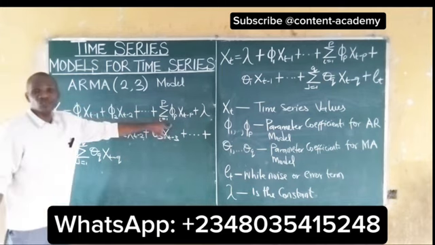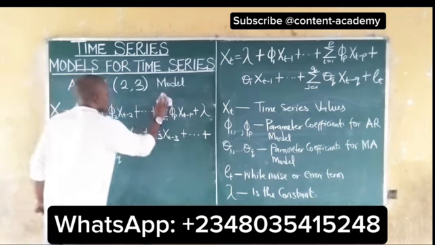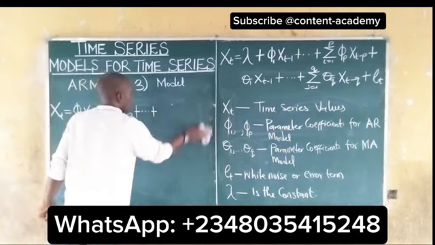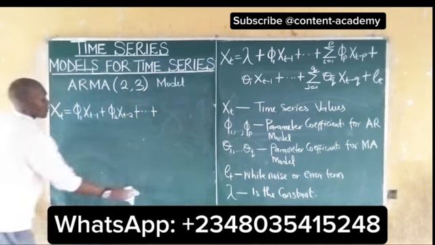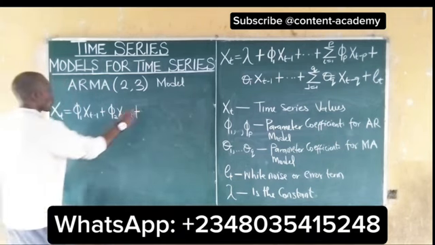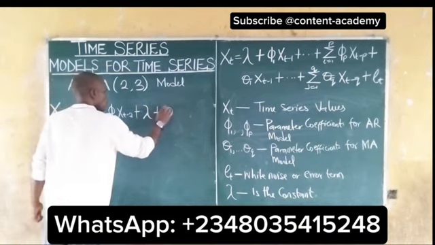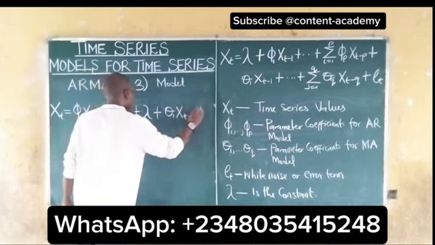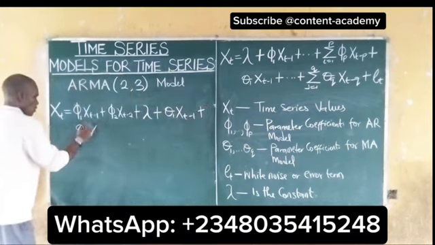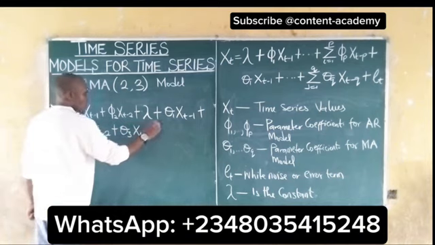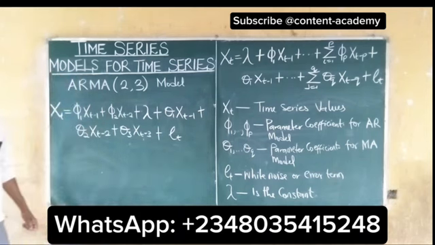But now, since this continues, see what we do. Since it's a combined model, we have to delete that part. We just write lambda plus theta_1 e_{t-1} plus theta_2 e_{t-2} plus theta_3 e_{t-3} plus e_t. You are still correct. So this is how we write it.